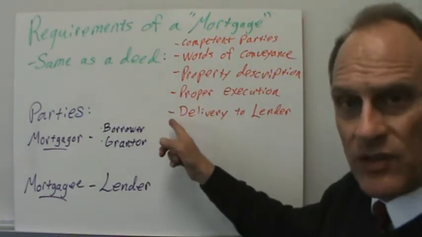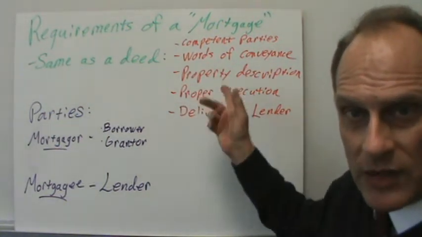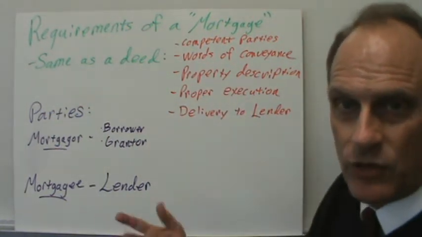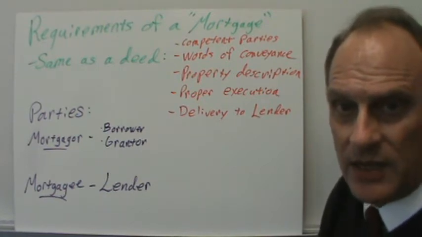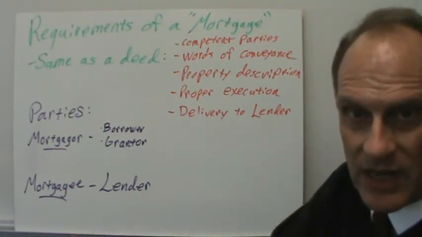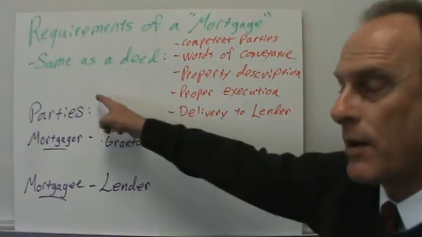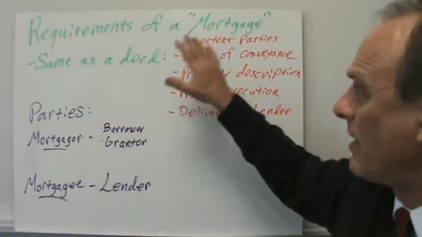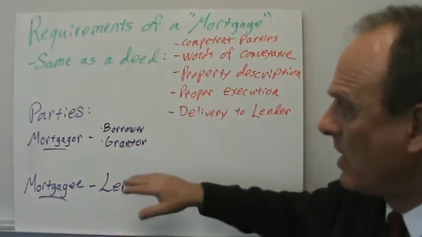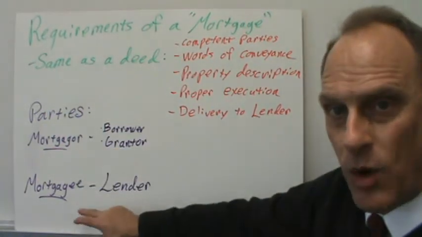And then, of course, that security interest document, that mortgage instrument, needs to be delivered to the lender, just as a deed needs to be delivered to the grantee when the property is originally purchased. Who are parties to this mortgage instrument? Well, you have a mortgagor and a mortgagee.